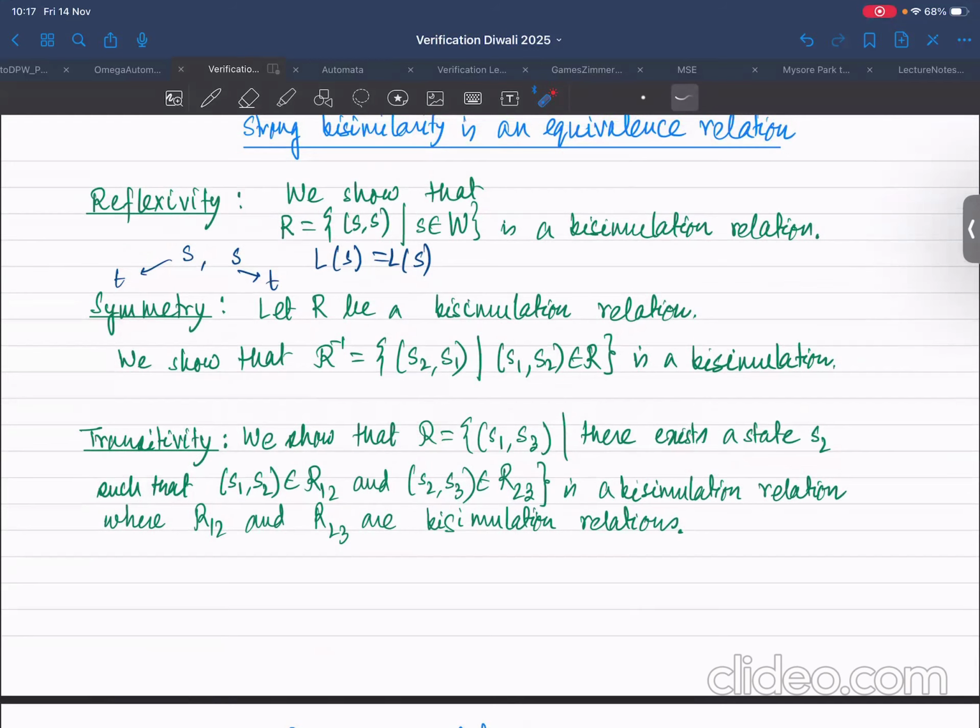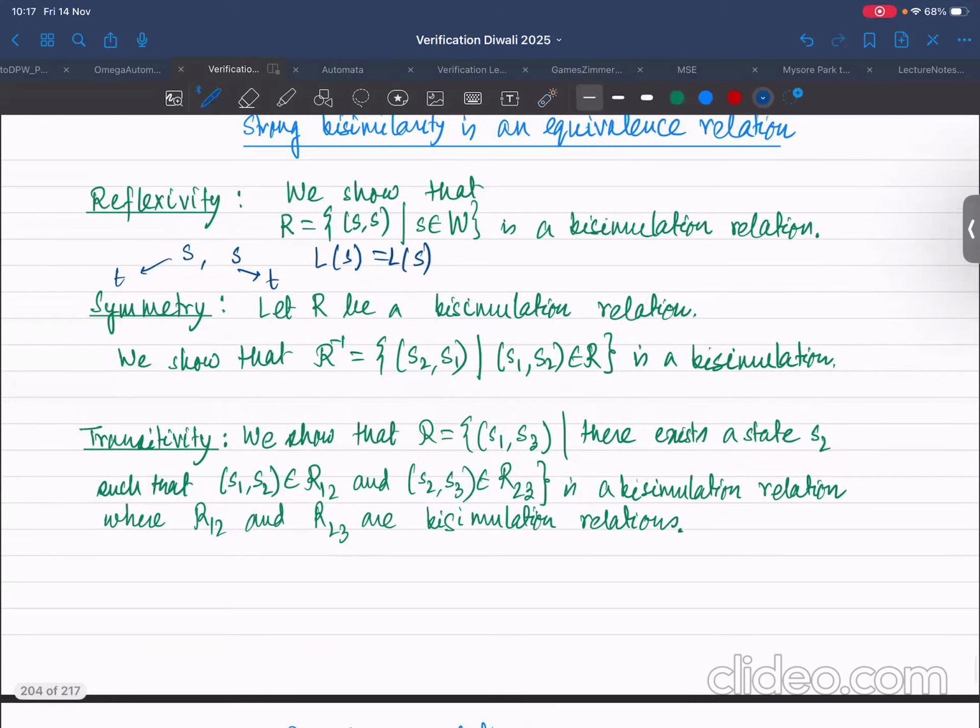So the label of S1 and the label of S3 will be the same. Sorry, what of S1 and S3? The L of S1 and L of S3. It's not the language, it's the label of S1 and the label of S3. Yeah, that will be the same.